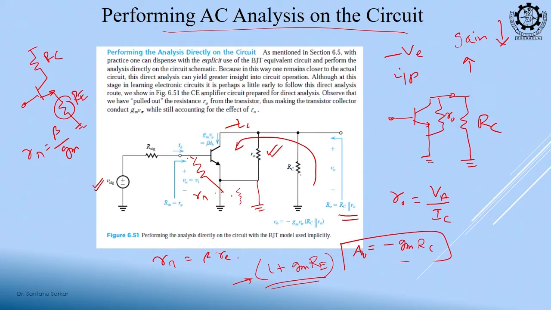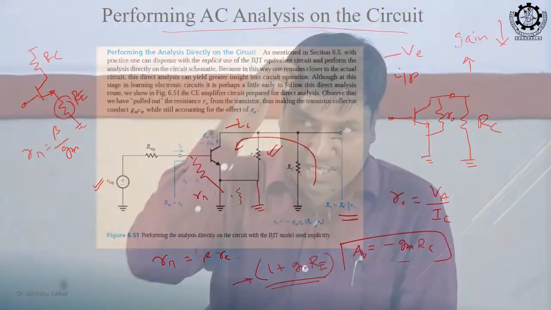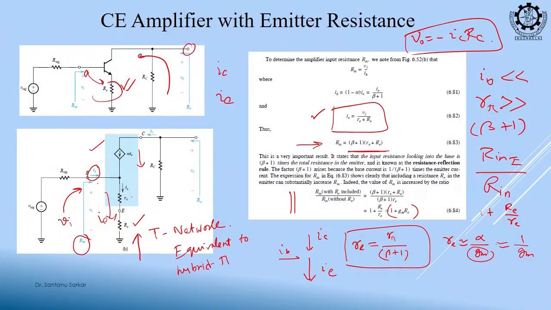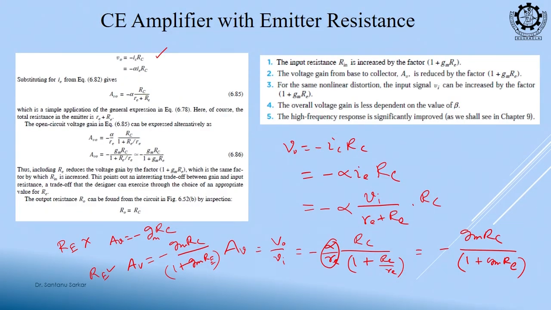So, we solved this in the last class, that if we have an emitter resistance, it is acting like a negative feedback and reducing our gain. So, that we solved today, and we figured out yes, it truly reduces the gain, because without this our gain was minus GM RC, and with this our gain is reduced by 1 plus GM RE times. Okay. But the advantage, our input impedance is increasing, that is good.